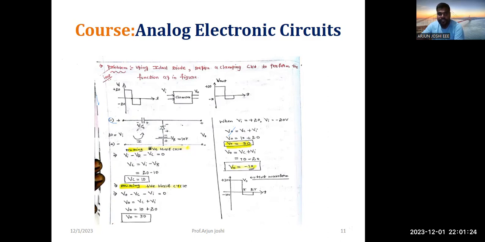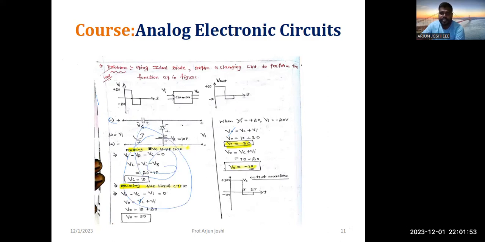During the positive half cycle, the diode will act as an open switch. In that time, you need to apply the KVL: V naught minus VC minus Vi is equal to 0. We need only V naught, so V naught is equal to VC plus Vi. Substitute here: VC is nothing but 10, Vi is nothing but 20. 20 plus 10, 30. Okay, this is one method of solving the problem.